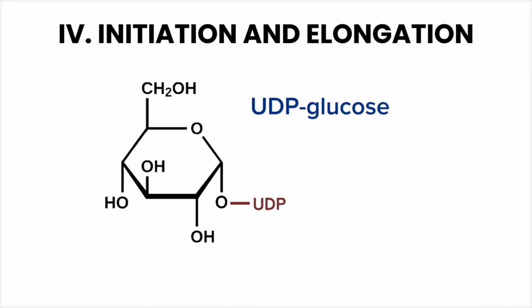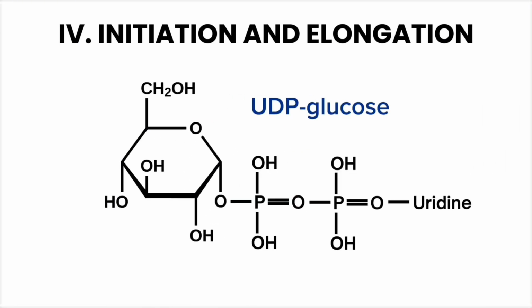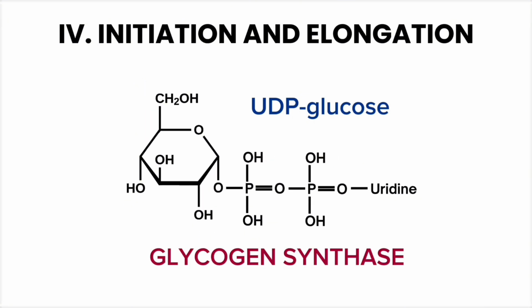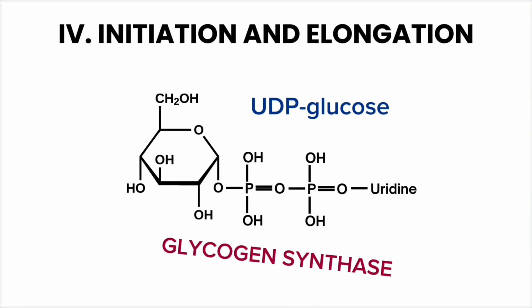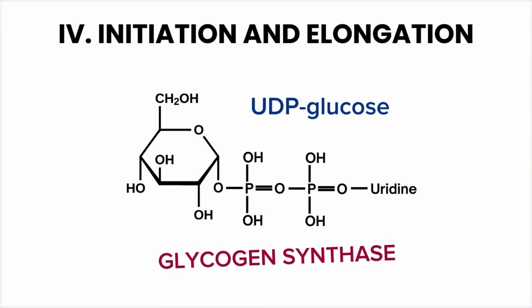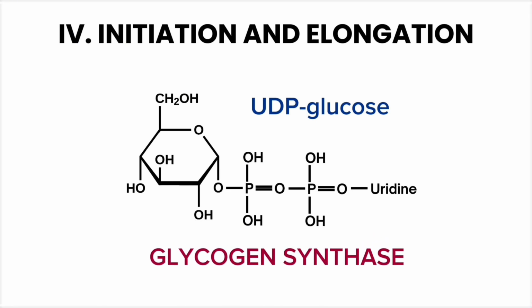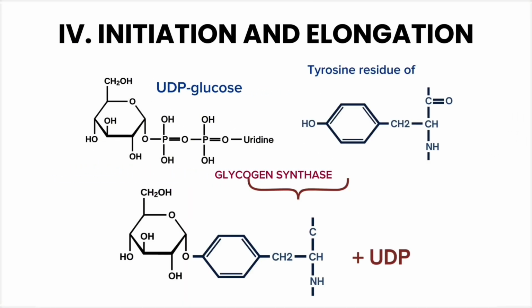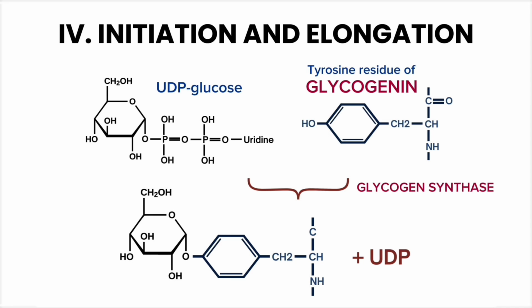Next, UDP glucose acts as a glucose donor to the growing glycogen chain. The enzyme glycogen synthase is responsible for elongating the chain by adding glucose units through alpha-1,4 glycosidic linkages. However, glycogen synthase cannot initiate the glycogenesis process on its own because it can only add glucose units to an existing glycogen chain. Thus, it needs a pre-existing primer to bind to and extend, known as glycogenin.